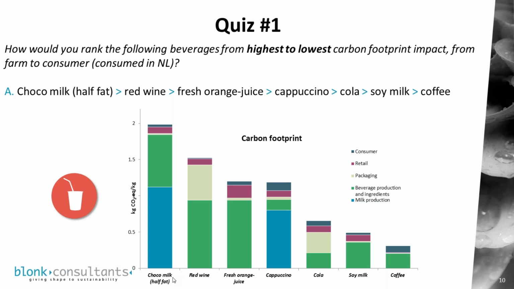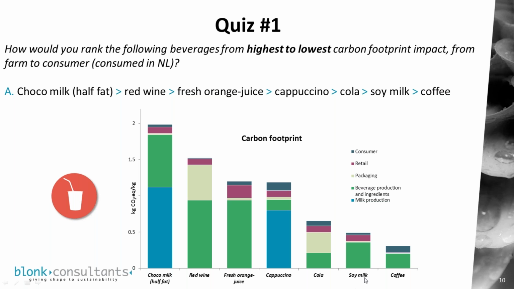Red wine is the second highest, and this is due to the alcoholic fermentation in winemaking, but also due to packaging, because wine is packed in glass bottles, and glass has generally quite a high carbon footprint impact in LCAs. Fresh orange juice, which is the orange juice squeezed at home, has also relatively high impact due to the cultivation of oranges. And you can see also that the retail, which is the purple bar, is also higher compared to the other beverages, and this is basically because you need quite some oranges to get in the end 1 kilogram of orange juice. So more oranges need to be transported from the retail to your house, basically.